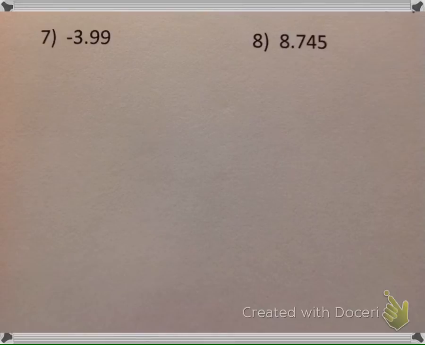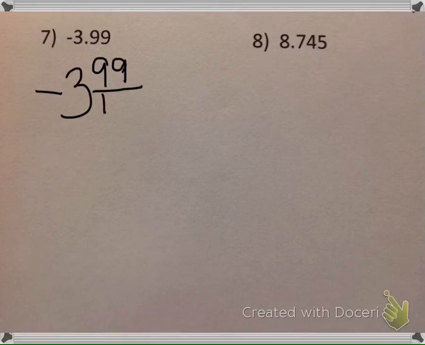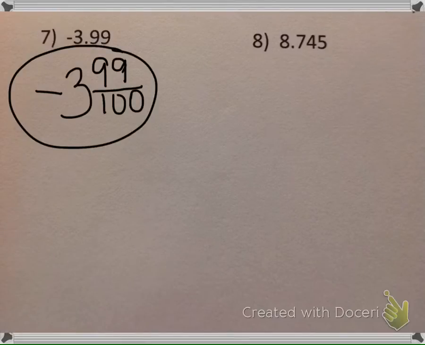Negative 3.99, that would be negative 3 and 99 hundredths. So you would write that as negative 3 is your whole number, and 99 over 100. And that's already simplified. So there's your answer.